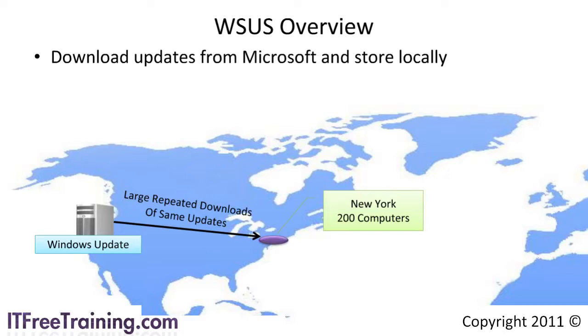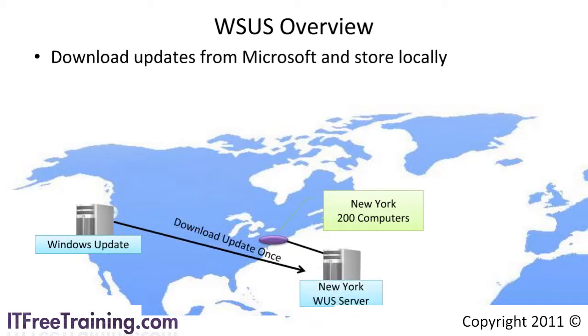To help use your WAN connection better, a WSUS server can be placed on the network. The WSUS server will download updates from Microsoft while the client will download the updates from the WSUS server. This means large downloads like service packs are only downloaded once over the WAN connection.